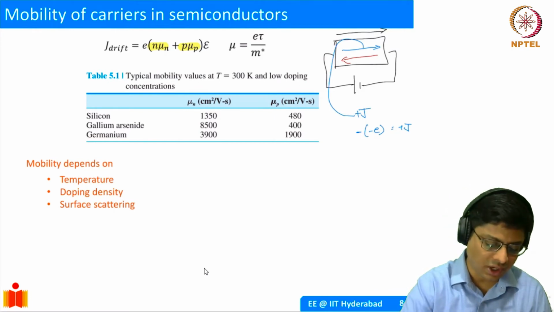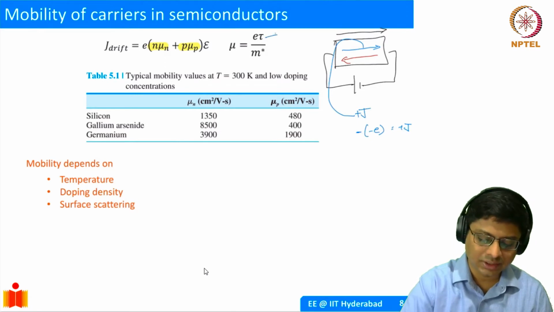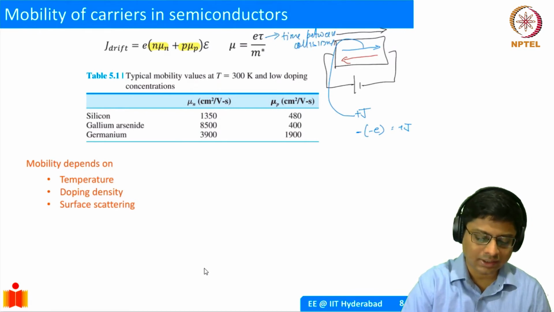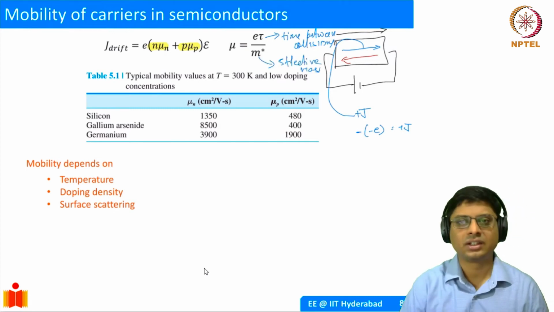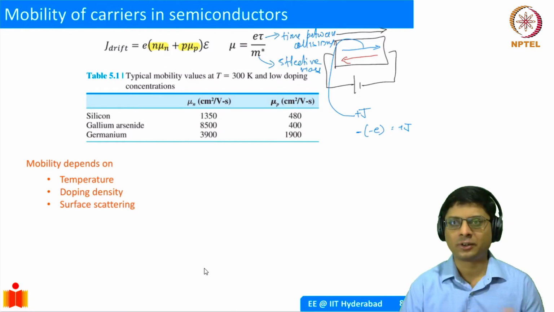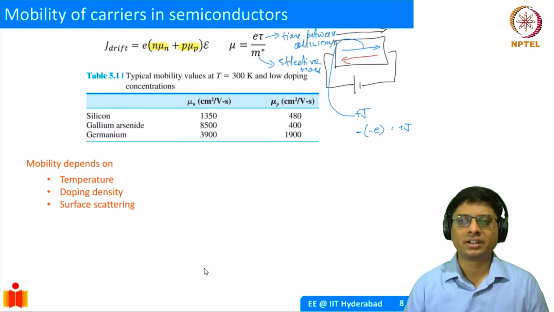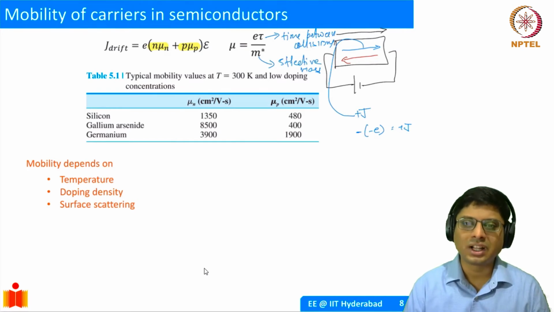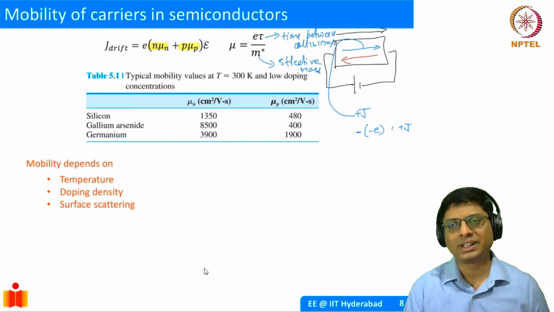So basically, this tau is going to be the time between collisions, and this is going to be the effective mass. If your effective mass is high, then the mobility will be low, and vice versa. So you could qualitatively understand what these are. Now this mobility, I said, is a material parameter.